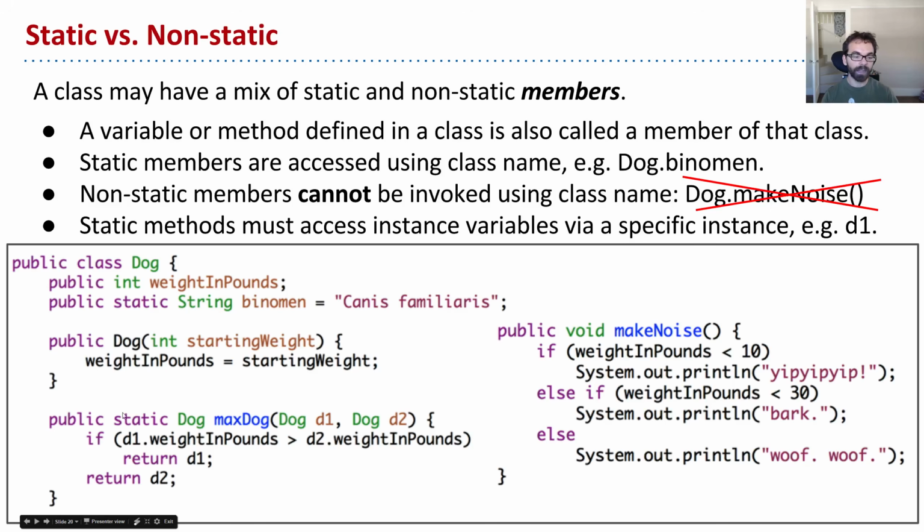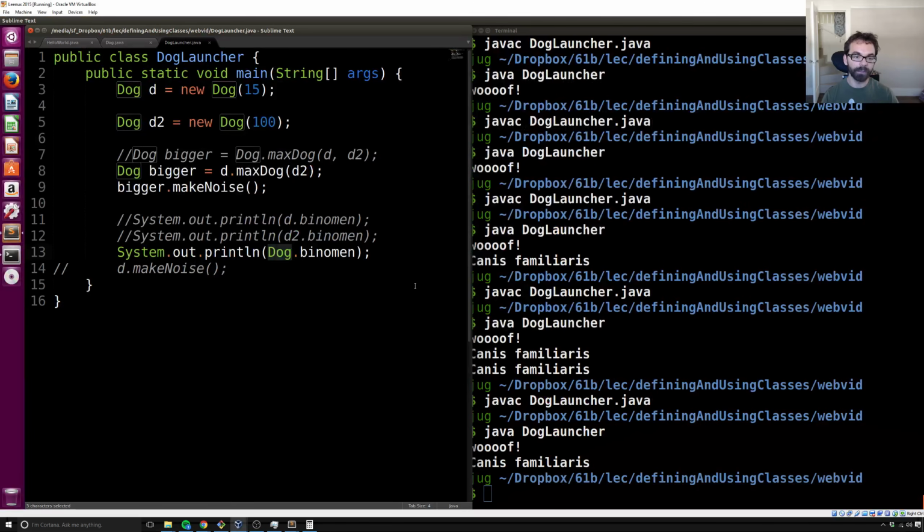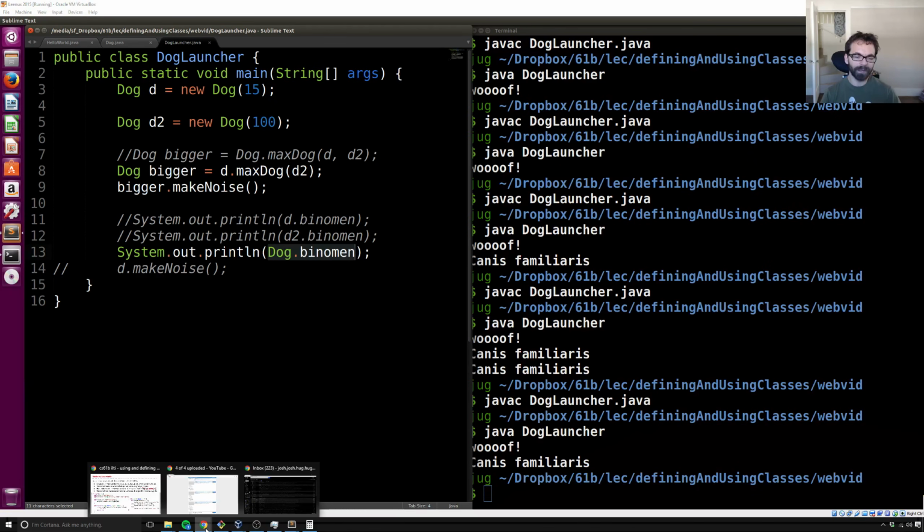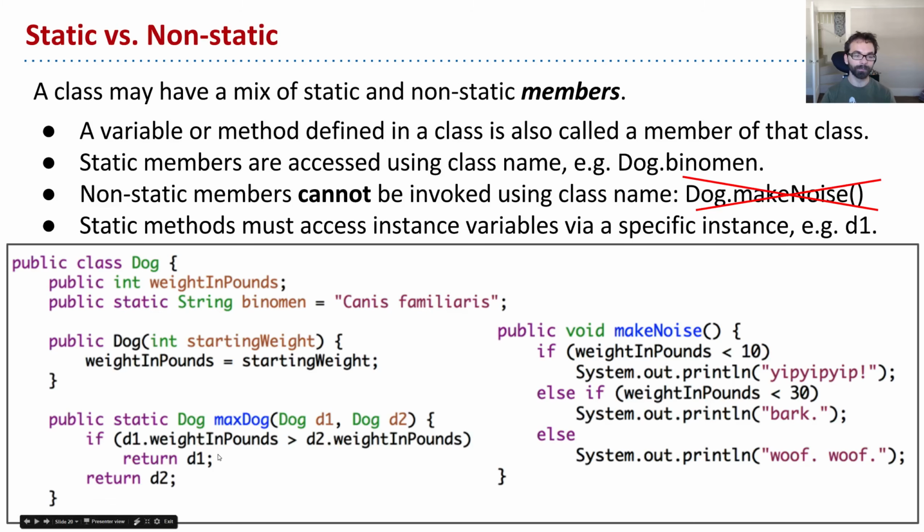If I want to call the static version of maxdog, I would use dog.maxdog. You can use an instance variable, but again, I think it's confusing, so I would say that static members, you really, really should strive to use dog. What I mean by that is, yes, this technically works, but please do this. It'll just make our lives easier. Well, your life easier. Non-static members, by contrast, you cannot invoke them using the class name.